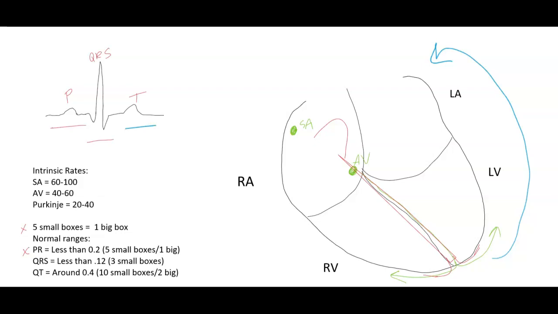So when we're evaluating telemetry strips and heart rhythms, if you know these basic processes, you can figure out where the problem really is. So in atrial fibrillation, for example, which is a common heart rhythm, we know that it kind of gets a little wonky.